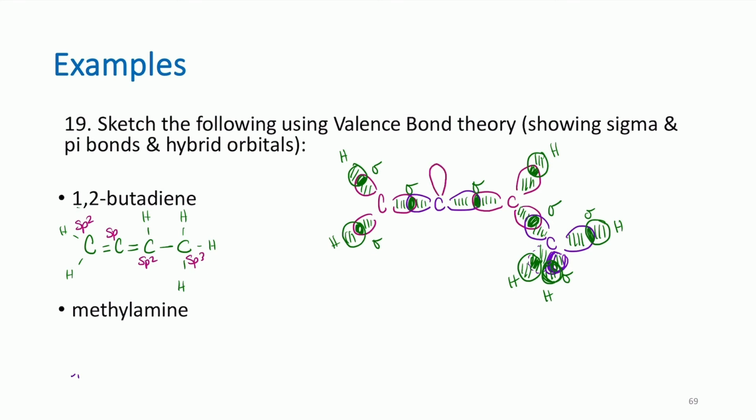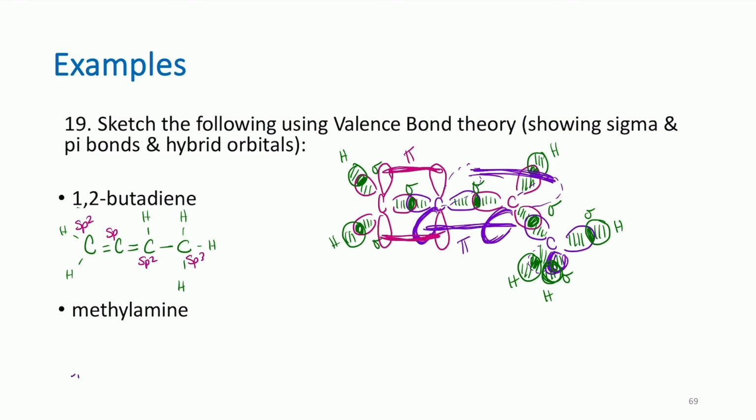This carbon has 2 unhybridized p orbitals, one above and below the plane of the board, and one coming out of the board and going behind the board. This carbon also has an unhybridized p orbital, which it uses to pi bond to that carbon. That is your pi bond. And this carbon also has an unhybridized p orbital that it uses to pi bond to that carbon as well.